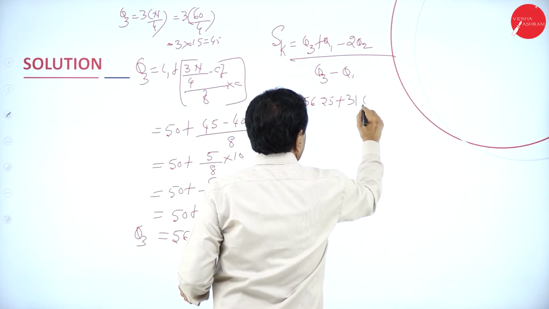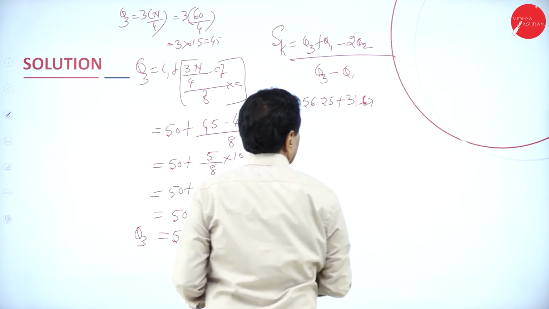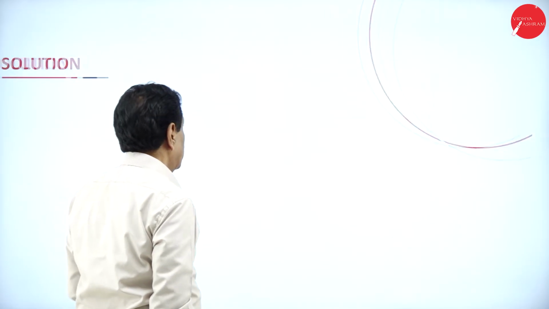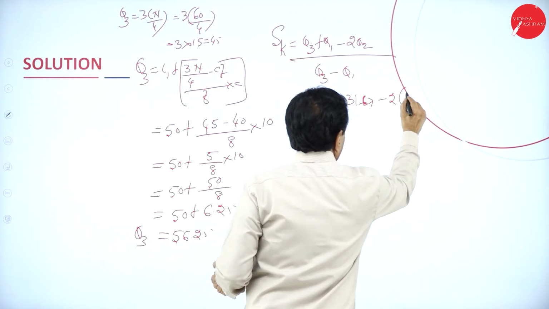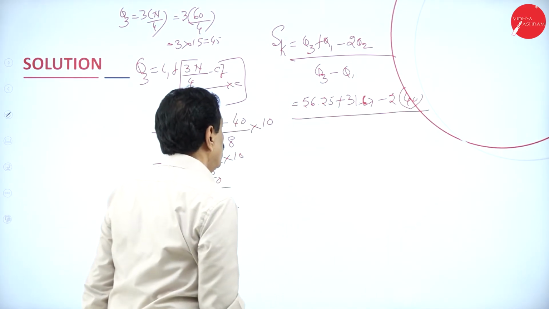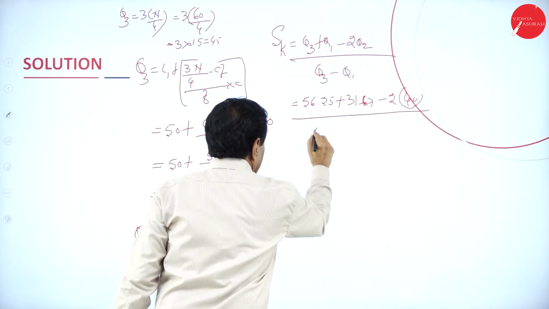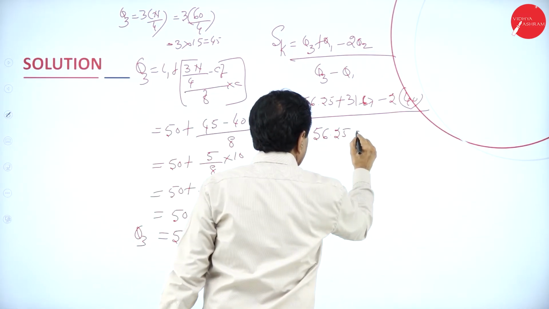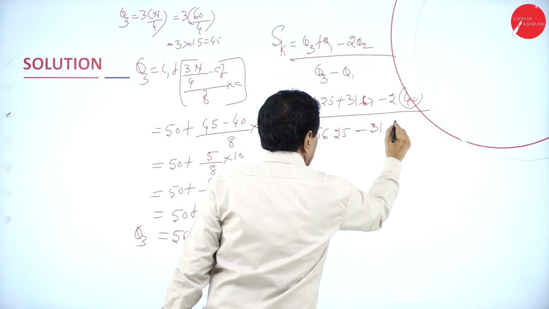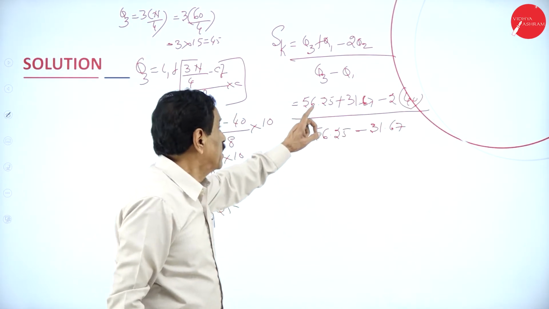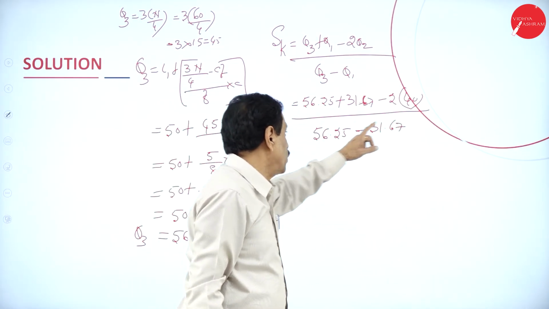31.67 minus 2 into, what's your Q2? 40. Q2 is 40, divided by your Q3, which is 56.25, minus Q1, which is 31.67. So this is Q3, this is Q1, this is Q2.